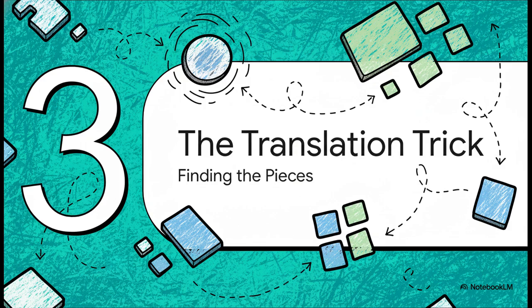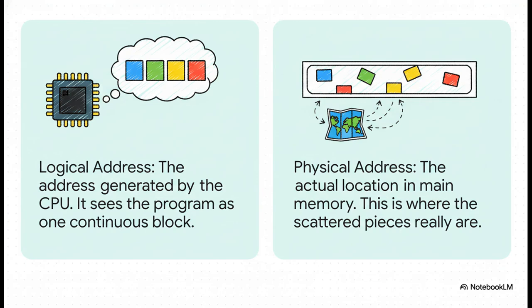Okay, but wait a second. This creates a whole new puzzle, right? If the program's pieces are scattered all over the place, how in the world does the CPU find anything? The CPU is simple-minded. It thinks a program is one long, continuous thing. Well, this is where the real magic happens. This is the address translation trick. See, the computer now has to juggle two different kinds of addresses. On the left, you've got the logical address. This is the CPU's view of the world. It's kind of like a fantasy land where the program is all neat and tidy and in one piece. The CPU might say, hey, I need byte number 3.